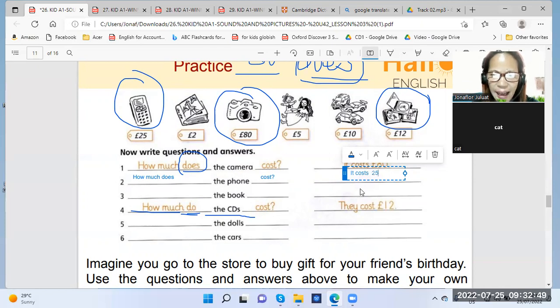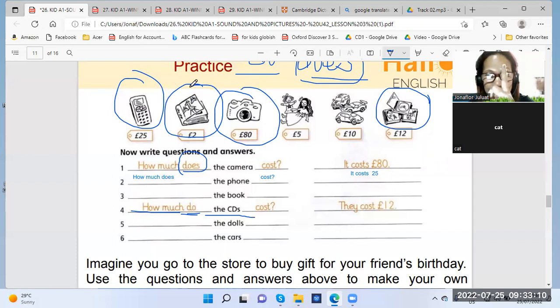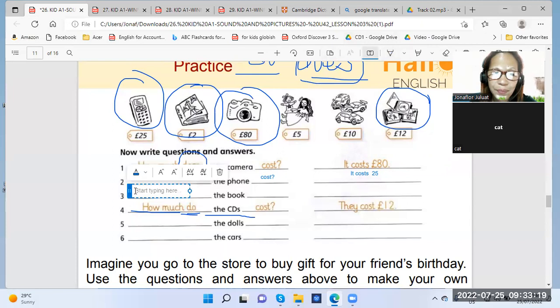Yes, very good. Okay, now look at this. How about the book? This is the book, right? How many books are there? There is only one. Okay, now let's try to make a question. You are asking the price, right? How much?